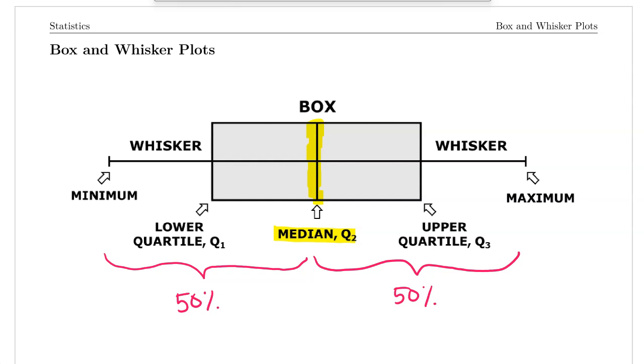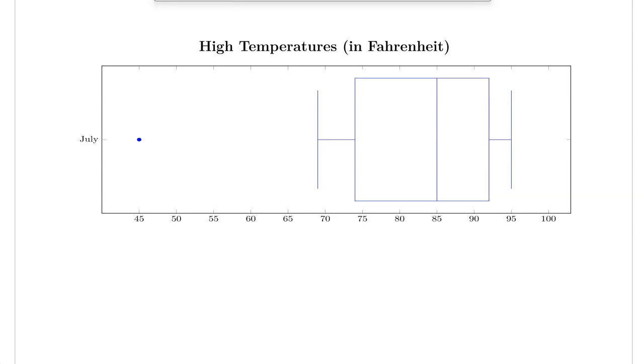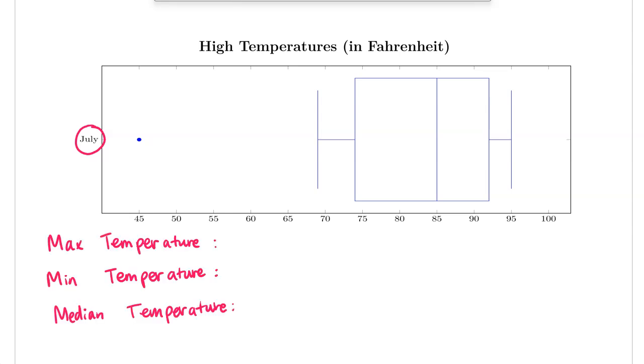Let's go ahead and jump in and look at a specific example. In this graphic, we have high temperatures in Fahrenheit in the month of July. And from this graphic, we can gather various pieces of information. So what we want to do for our max temperature is we want to find the vertical bar that's all the way to the right. And so in this case, that's happening at 95 degrees. So in the month of July, we've taken the high temperature every single day, and the highest temperature that occurred on any given day in July was 95 degrees.